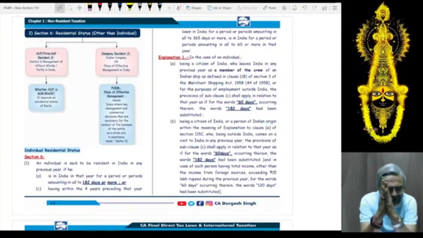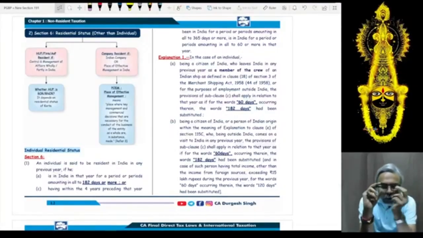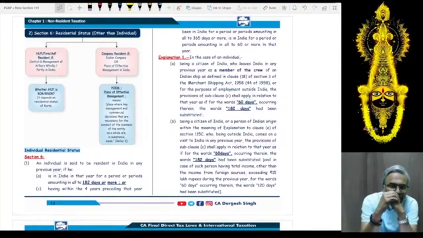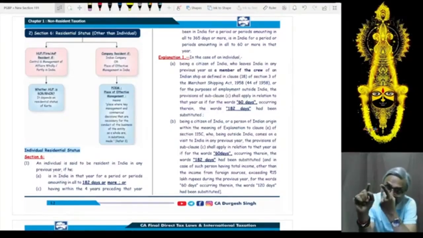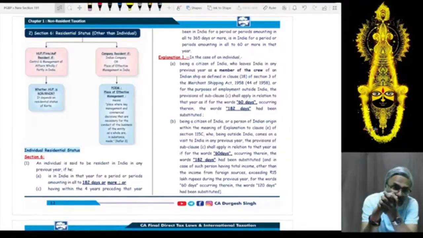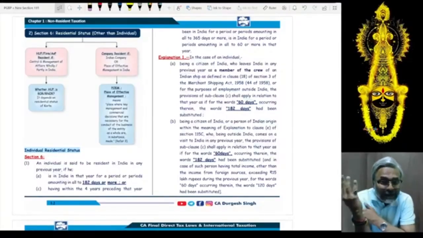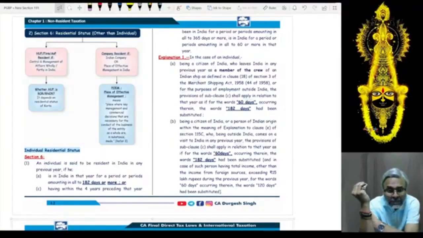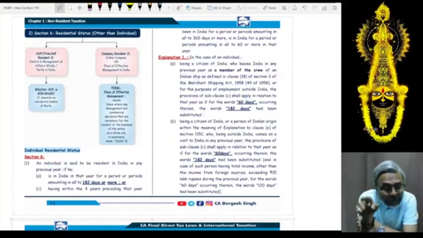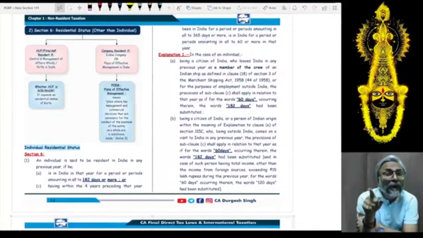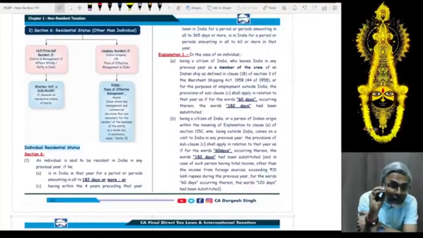As far as the examination is concerned, it can come only in the form of some practical question, number one. Which practical question am I telling you? Two types of questions. One, a DTAA question, wherein they will give you a 10 marks practical question of DTAA. But before they put up the DTAA, they would want you to test the residential status of that individual.